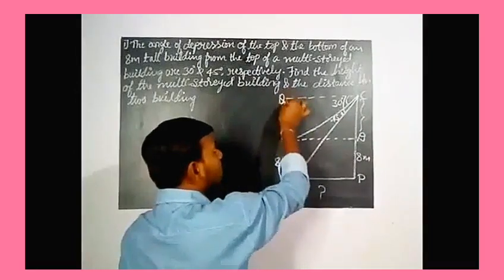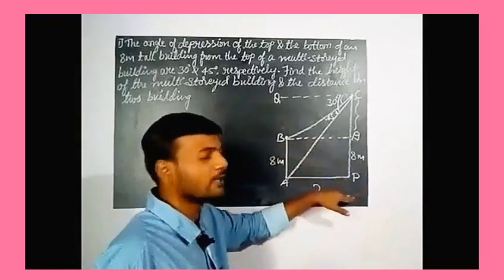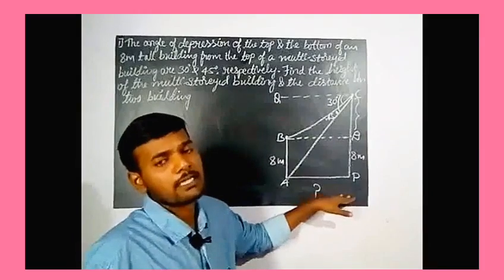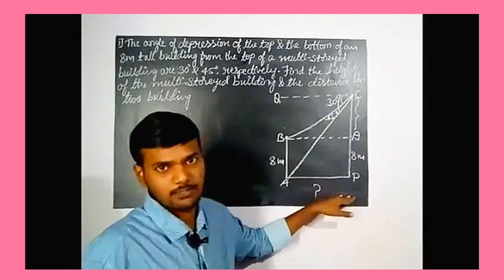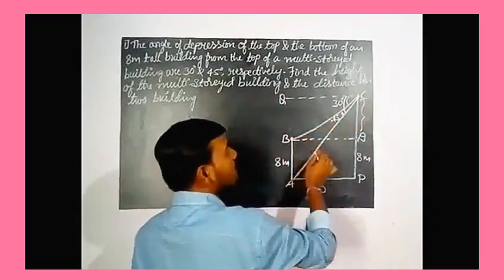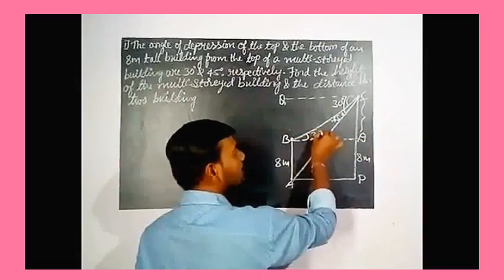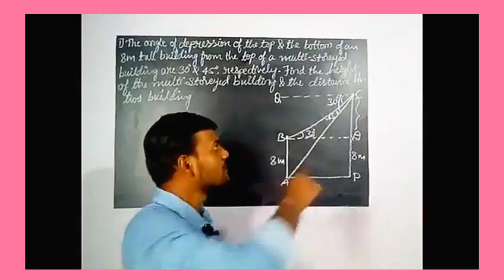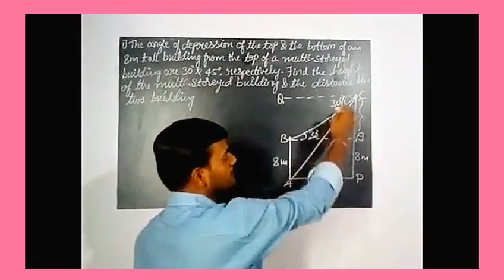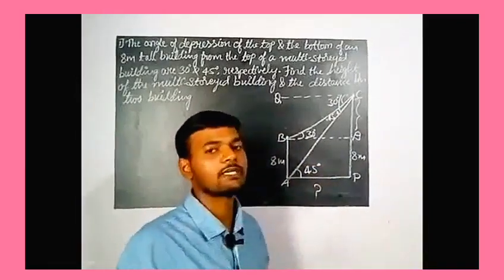It is Q. QC is parallel to BD and BD is also parallel to AP. Whenever the lines are parallel and the transversal is intersecting them, then the interior alternate angles are equal, right? So here angle QCB is equal to angle CBD. That means it will be 30 degree. And same for this one, angle QCA is equal to CAP. It is 45 degree. Interior alternate angles.